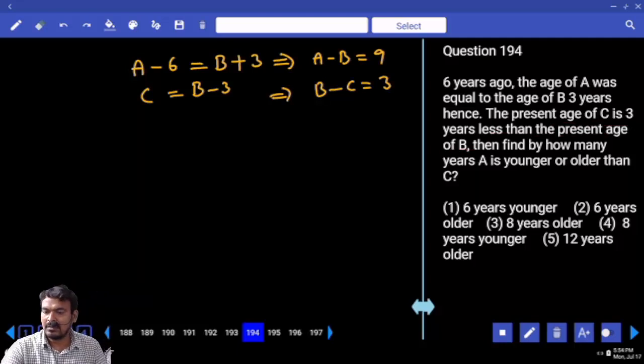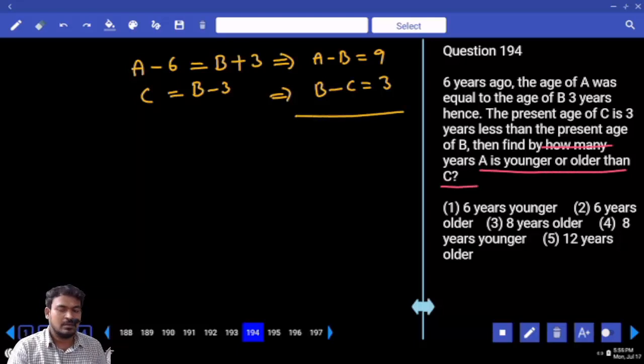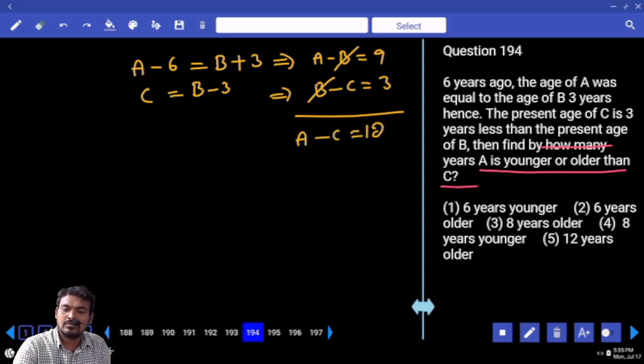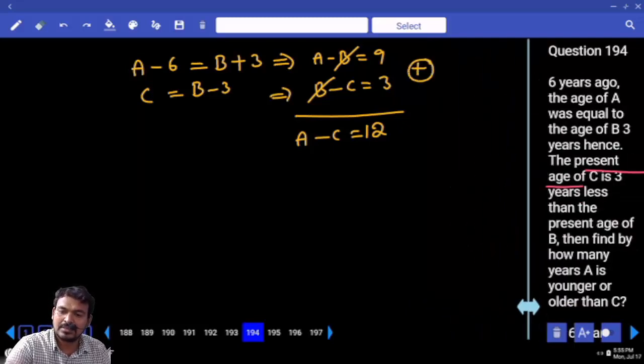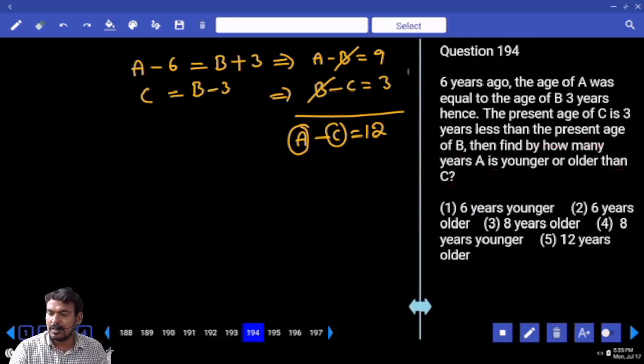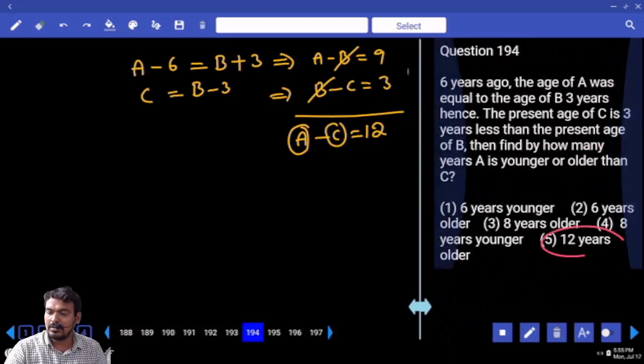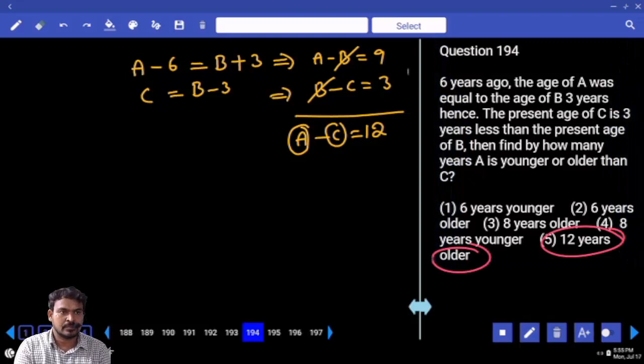Okay. What is the next line? How many years is A younger or older than C? Both equations, are we adding or subtracting? Adding. If you add the equations, minus B plus B cancel. What is remaining? A minus C equals how much? 12. 12 or 6? 12. Because we are adding the equations. What is the meaning? A compared to C, how many years older? 12 years. Answer: 12 years older or younger? Older. Which option? Fifth option. Or simply we say A and C age difference is 12 years.